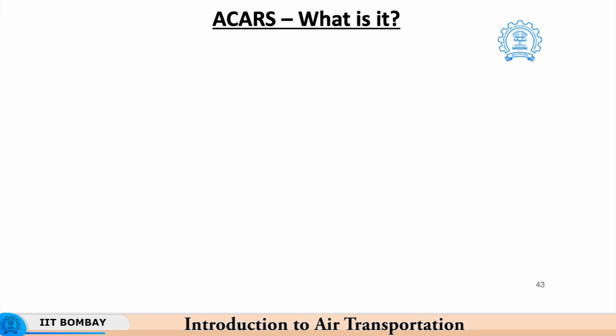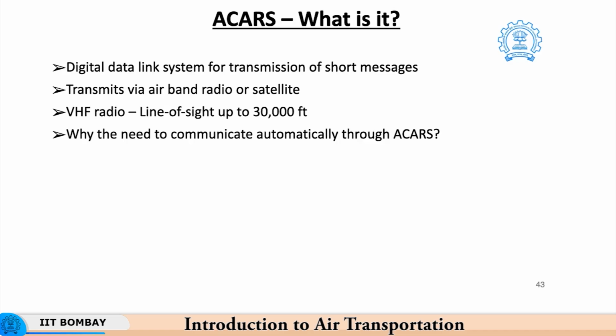The other avionic that is used for data link CNS is called the ACARS. ACARS, as I mentioned to you, is the short form of Aircraft Communications Addressing and Reporting System. This is also a digital data link system for transmission of short messages. So, by way of this system, the aircraft can actually carry out data link or transmission of signal from the aircraft to the ground control related to the airline.